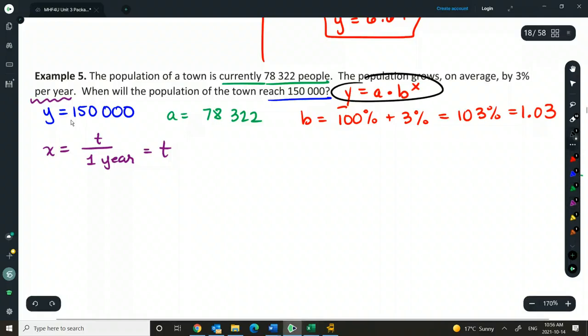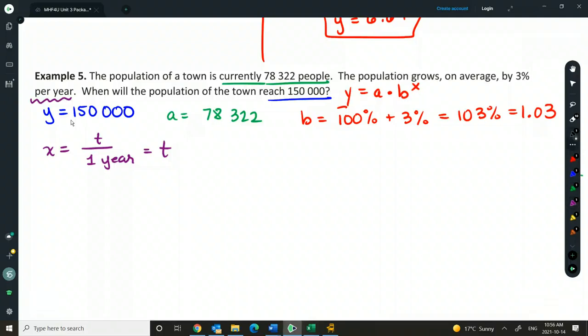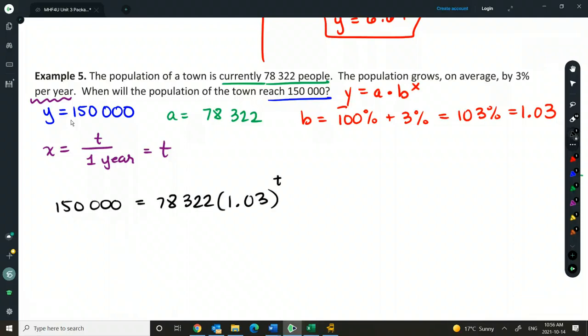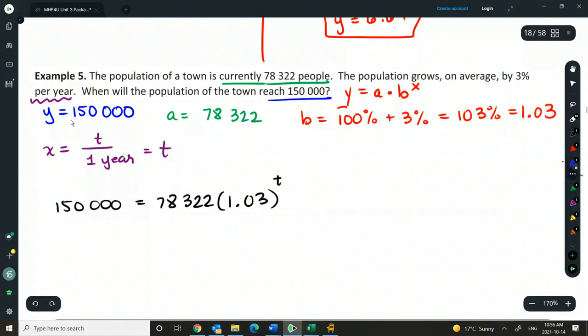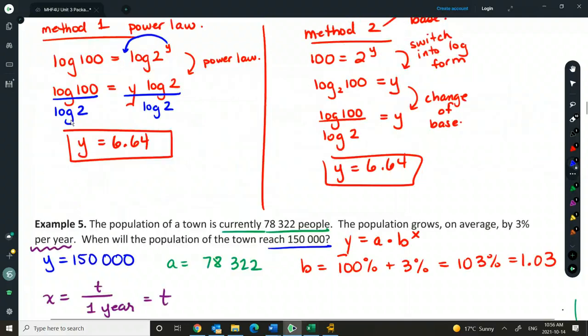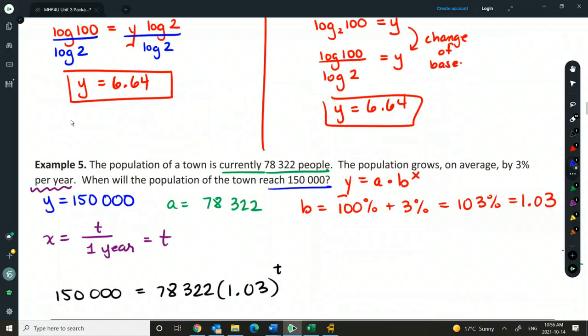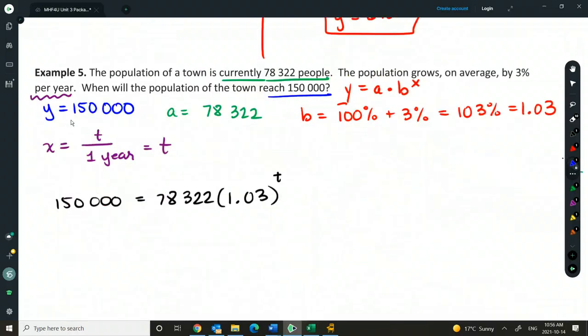Okay, so let's plug into our formula here. We have 150,000 equals 78,322 times 1.03 to the exponent t. In any case, guys, I don't use either of these methods until the base and the exponent are alone on one side. So I always have to start by making sure that the base and the exponent are alone, which they're not right now, right?